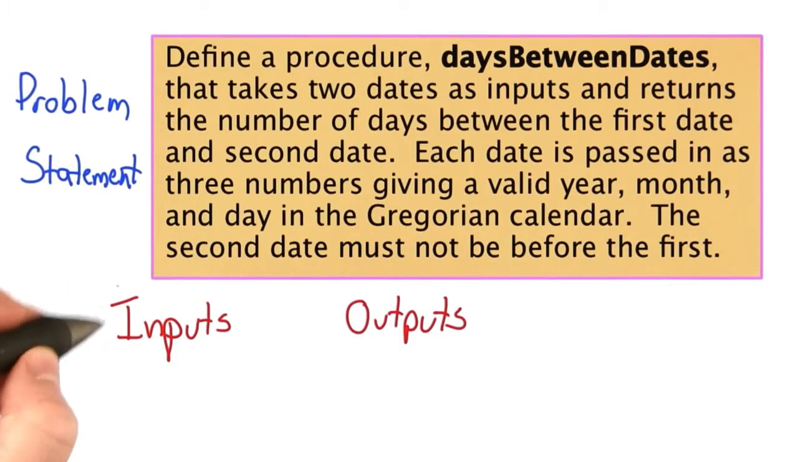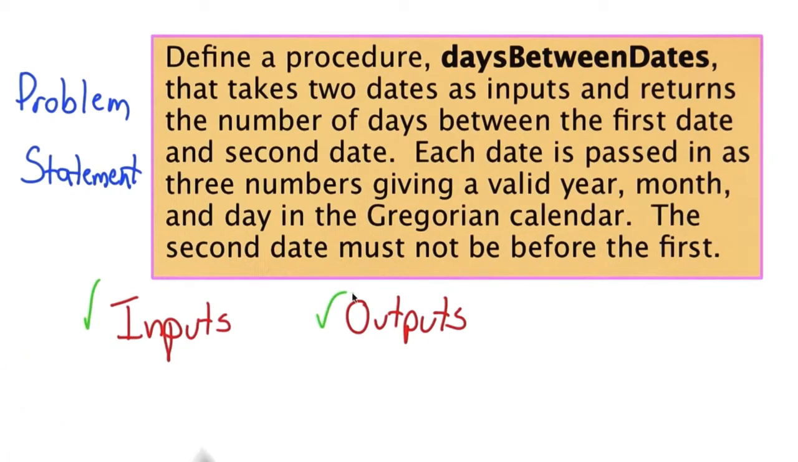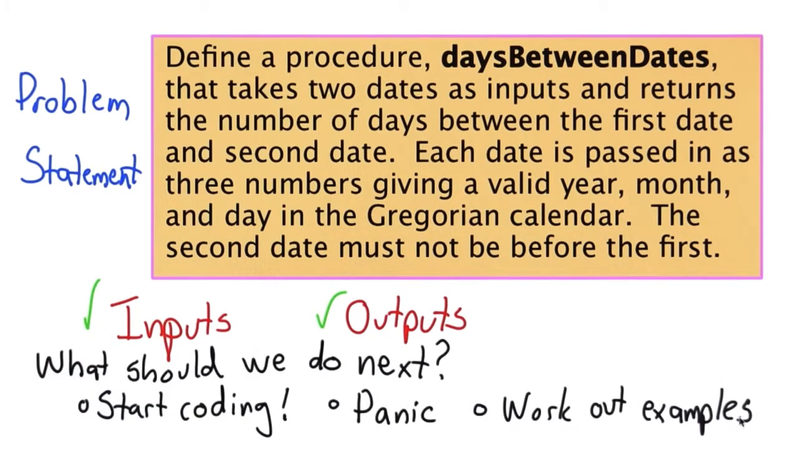So now we have our problem statement. We know what the inputs are, and we know what the outputs are. What we want to do is make sure that we understand the relationship between the two by working out some examples. So what should we do next? We could start coding, we could panic, or we could work out some examples. And I hope no one panicked. You could start coding if you're real confident. What I think you really should do at this point is work out some examples. Just understanding the inputs and outputs is not enough. We need to understand the relationship between the two. And the best way to do that is to work out some examples. And these are also going to give us some test cases to use to know if our program is correct. So that's what we'll do next.